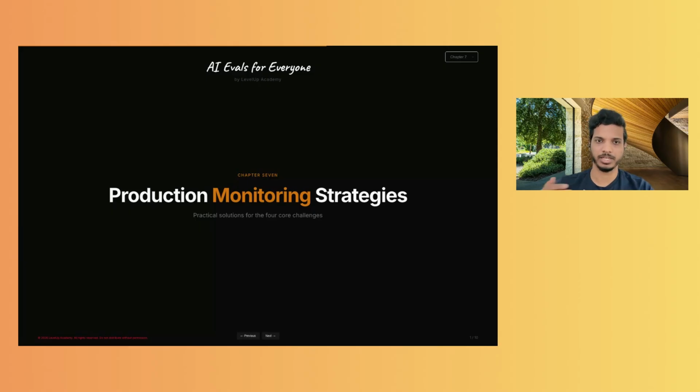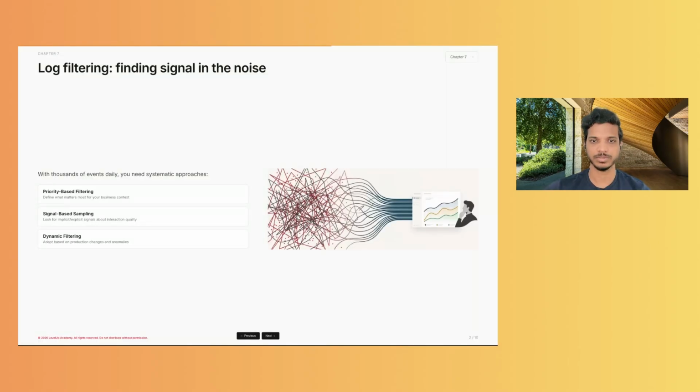Essentially, we'll be talking about practical solutions for the four categories of core challenges that we discussed in the previous chapter about how the shift or the mindset change needs to happen when we are going from evaluation to production monitoring. So the first one we talked about is log filtering.